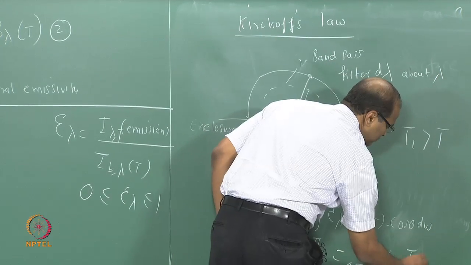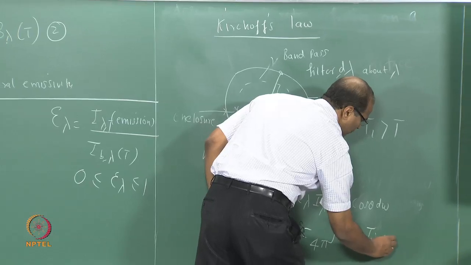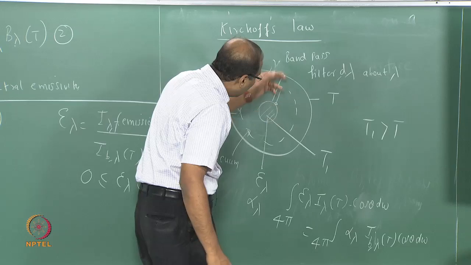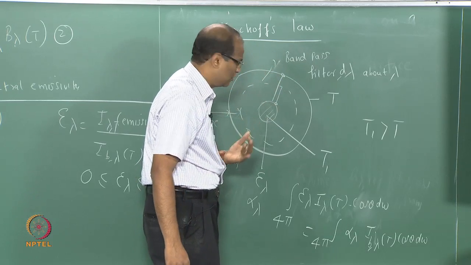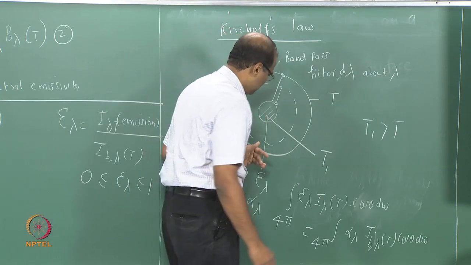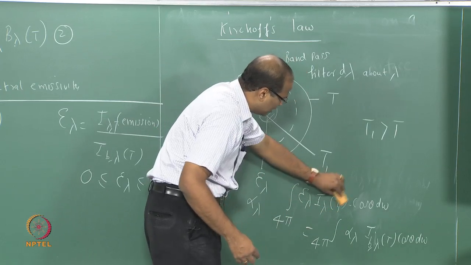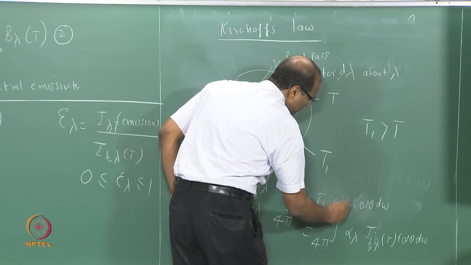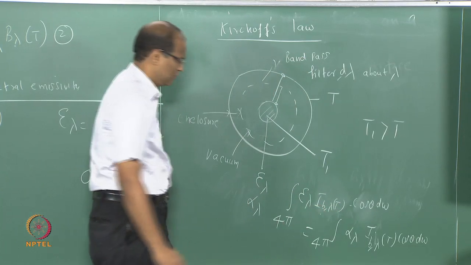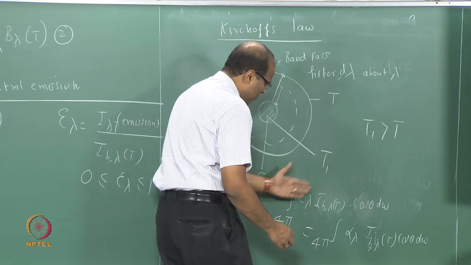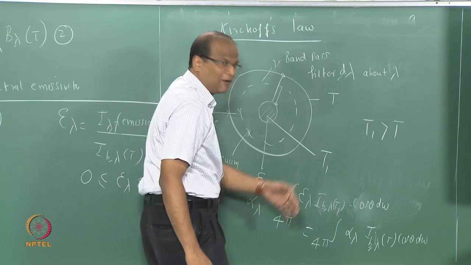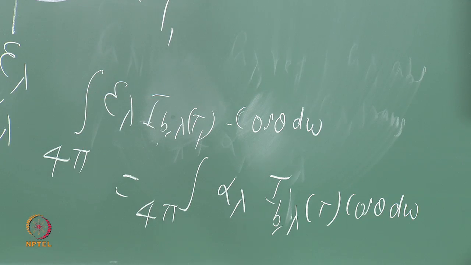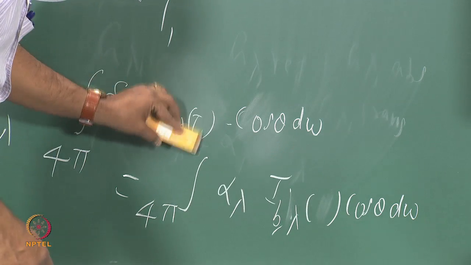Now the whole point is, after it has equilibrated, this is T1, after it has equilibrated, this is also I_b lambda of T, okay. Sorry, it is actually epsilon lambda of I_b lambda of T1 equal to alpha lambda into I_b lambda of T, because we are already putting epsilon lambda into I_b lambda, right, okay. Now what has happened is that T1 has become T.